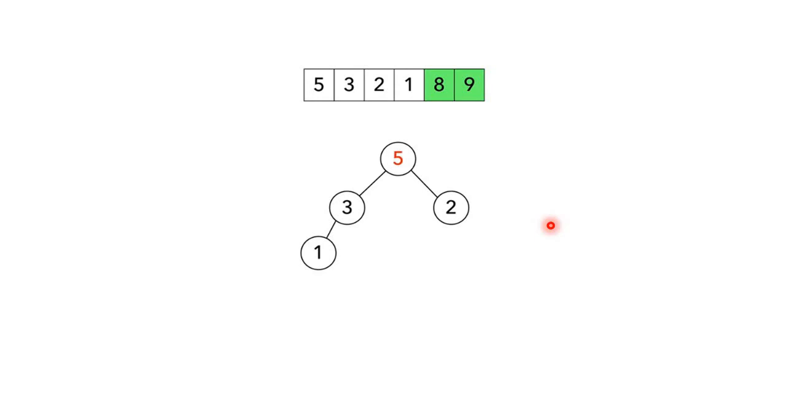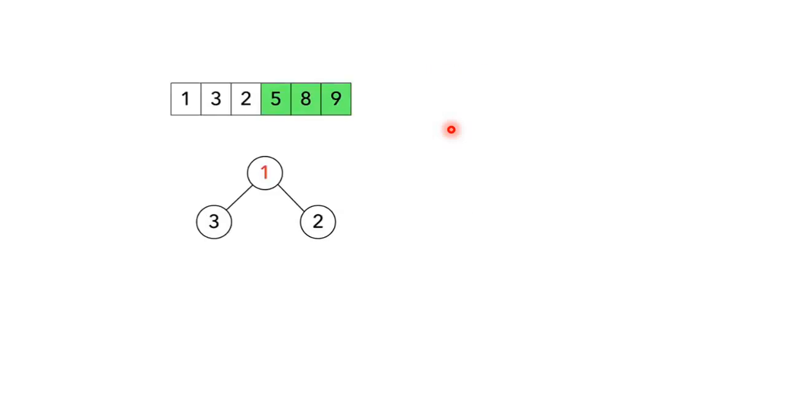Now we can see we have the largest number 5. Again, this white portion is the unsorted portion of the array. So we will swap the 5 with 1. When we swap it, we will remove the 5 from the heap, and again 5, 8 and 9 are the sorted portion of the array. Again we will do the same thing.